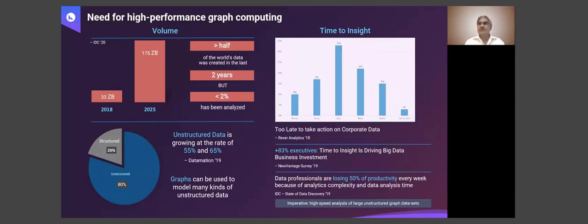The second part of the argument is time to insight. In most application areas, there's usually a window of opportunity. And if you can perform your analytics on the data within that window of opportunity and obtain some insight, then you can profit from it. Whereas if your insights come after the window of opportunity has expired, well, then the analytics that you have done are not very useful. And so these are the two reasons why we believe high-performance scale-out graph computing is going to be increasingly important as we go forward. Just the sheer amount of graph data that needs to be processed, and then the need to process that very quickly.